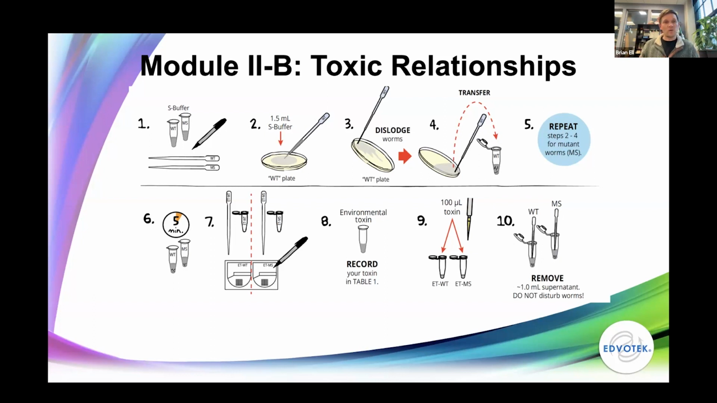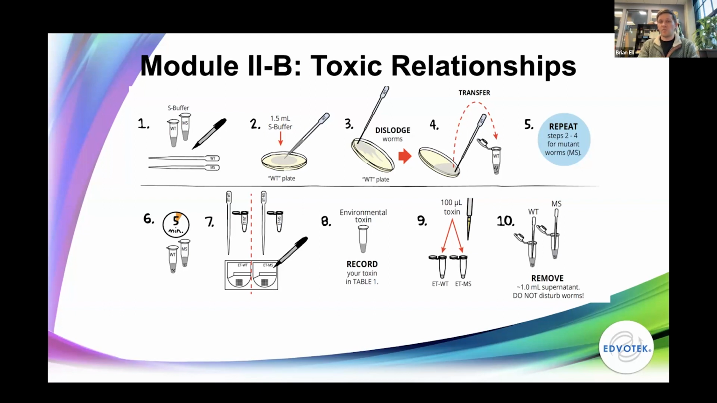So we're going to add 1.5 milliliters of S-buffer onto the plate, tip it to the side a little bit, and then gently rinse the worms off by sucking up and squirting this S-buffer gently along the surface of the plate. We don't want to spray it hard. We're not trying to dig any of this NGM agar off. We just want to gently wash the worms off. Rinse it a couple times, let them collect down at the bottom, and then transfer these into one of the Eppendorf tubes that are provided.